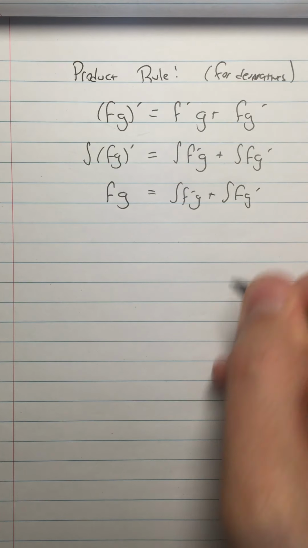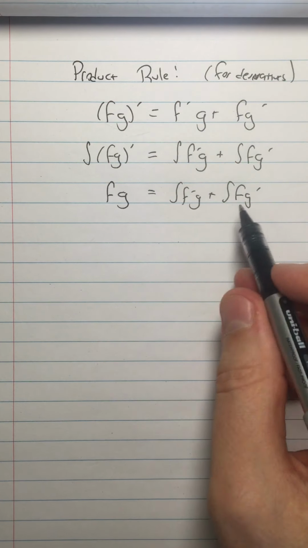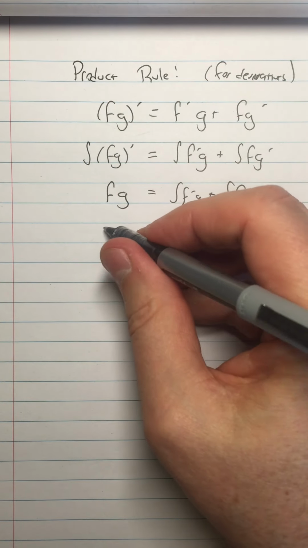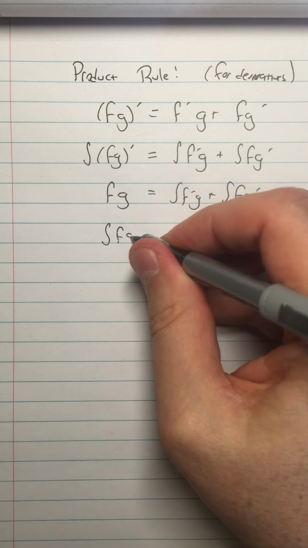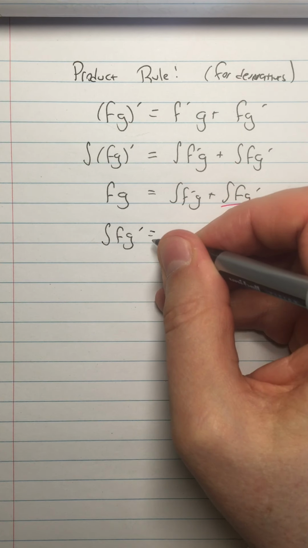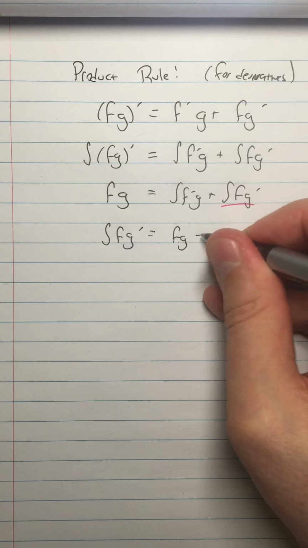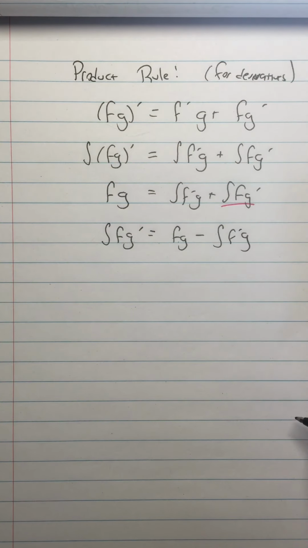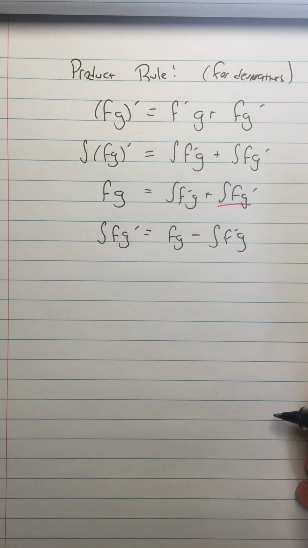All right, so then this equals the integral of f prime g plus the integral of f g prime. And then what we do is isolate the integral of f g prime. We're just going to isolate this one. And then you can see by just some algebraic manipulation, the integral of f g prime equals fg minus the integral of f prime g. So we got all that just from integrating both sides of the product rule.